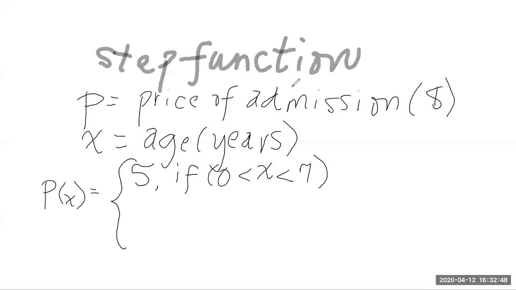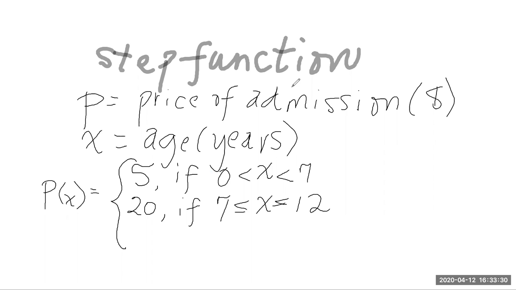Once you hit 7 years of age, the price jumps up. Once you hit 7, now it is $20, if 7 is less than or equal to X is less than or equal to 12. Now this is probably not a movie. It might be a theme park because it's $20. And I should not have put parentheses around that first one.